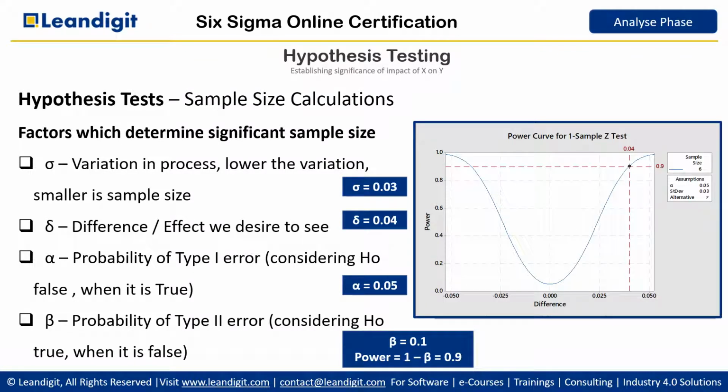So this is the sample size that we calculated for a delta difference of 0.04, and the power of the sample is 0.9, sample size is 6, alpha is 0.05, standard deviation 0.03, and our alternative hypothesis is not equal to.